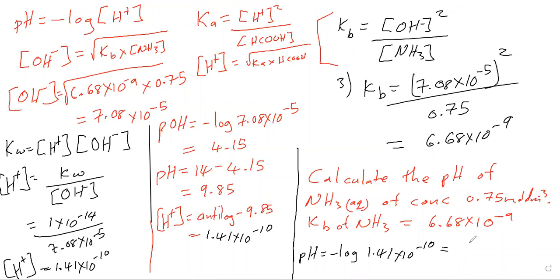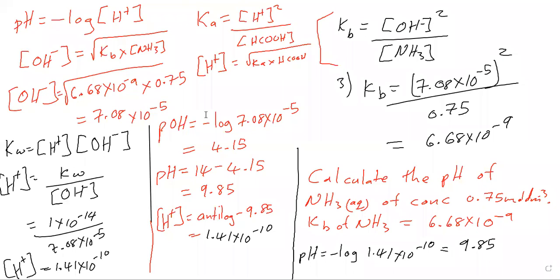And the pH from the question, calculate the pH of this. In the first question, what was the pH? 9.85? Yes, sir. Let's see, it worked out to 9.85. Or you can get the antilog on the calculator.